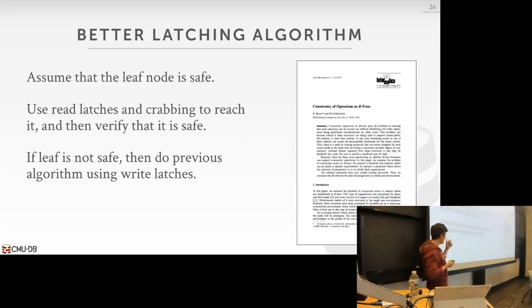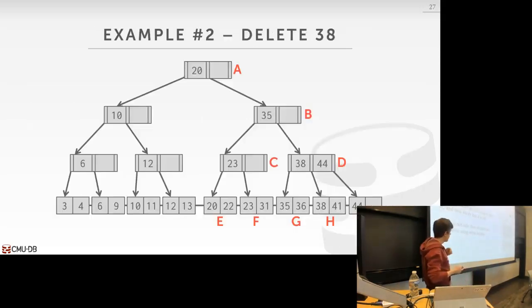So this is from a paper from 1977 from these German guys, Bayer and Schkolnick. There's no name for the algorithm. I think people usually just refer to it as the Bayer-Schkolnick algorithm or optimistic latch crabbing.